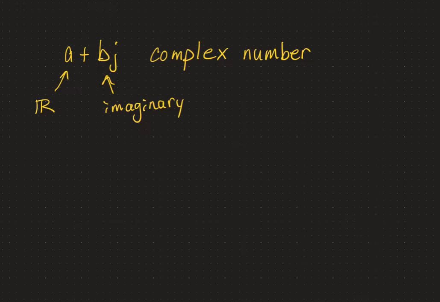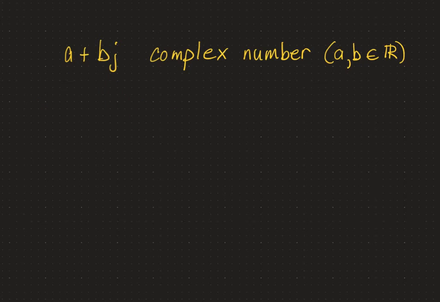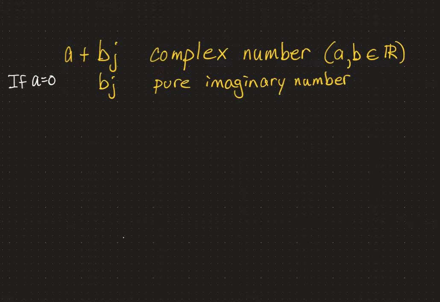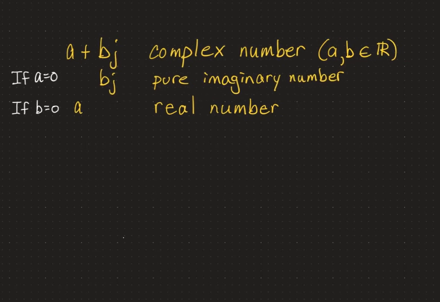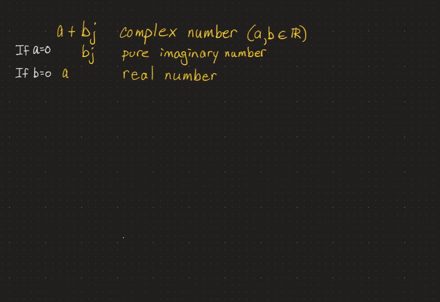But what are a and b? Well, a and b are both elements of the real numbers. If a equals 0, then we have only b times j, a pure imaginary number. If b equals 0, we are left with a, which is a real number. So let's look at some examples of these types of numbers. For instance, we can look at 3. 3 is a real number.